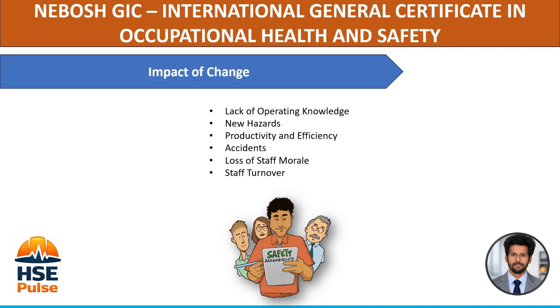New hazards. New equipment due to automation or any other changes, new hazards may exist in the machinery. It may affect the productivity and efficiency of the operator. Accidents may happen due to the impact of the new change. Morale of the staff may be lost, and if the change is not managed effectively, it may lead to turnover of staff in high numbers. These are all the impacts of changes which occur in the company.